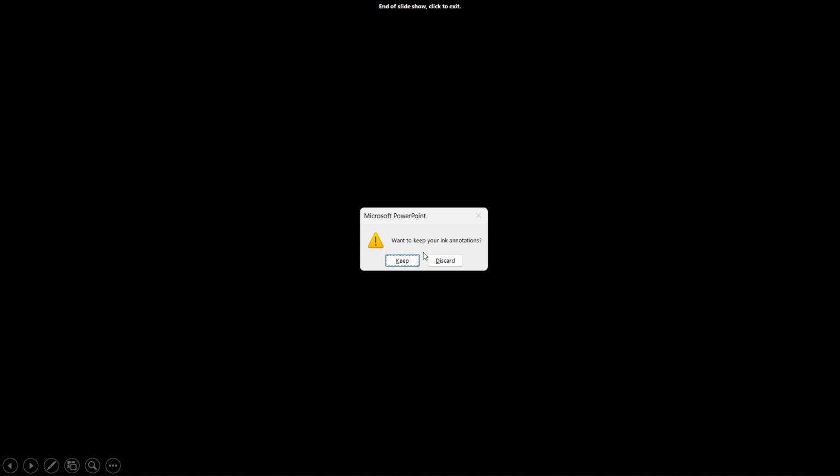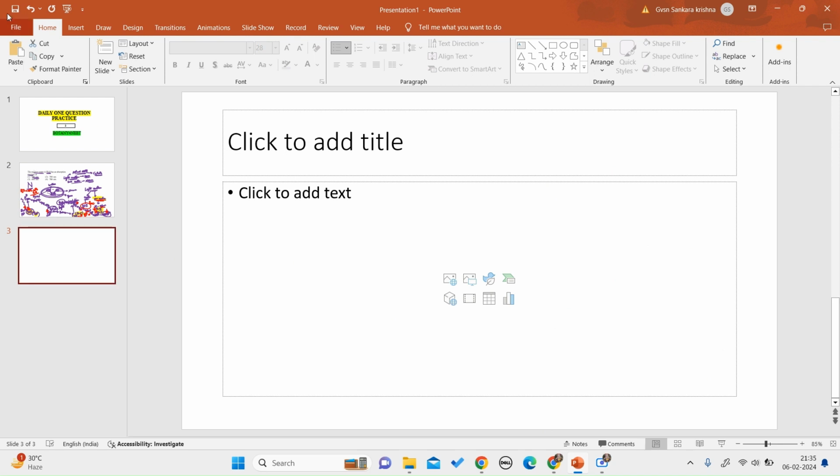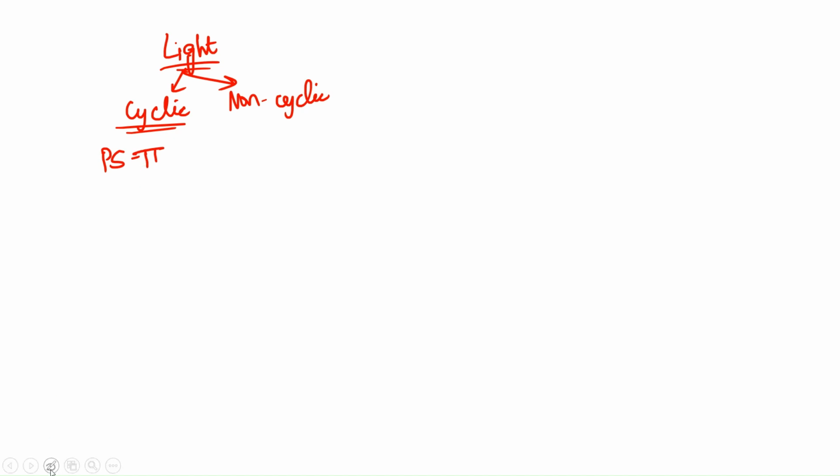Let me draw another slide. Now see here. I was explaining light reaction. Basically, it can be cyclic photophosphorylation or non-cyclic photophosphorylation. If it is cyclic photophosphorylation, only one photosystem is involved, that is photosystem 1. Photosystem 1 has an absorption maximum at 700 nanometers. That's why it is also known as P700.